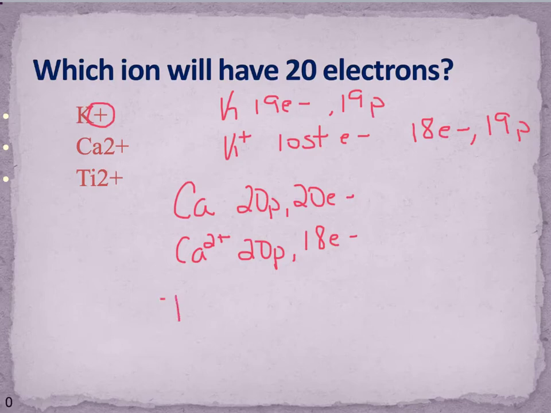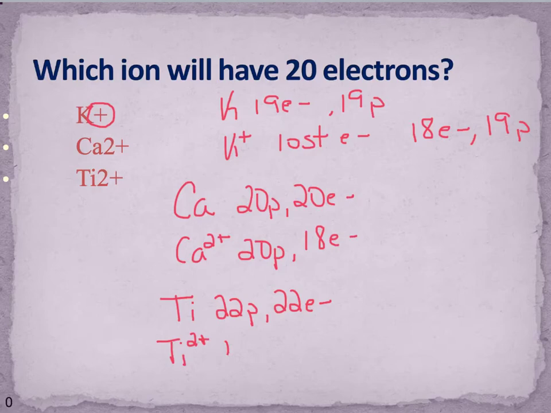Last, I go to my titanium, and if I look at neutral titanium, I see that I have 22 protons and 22 electrons. And when I go to titanium 2+, I see that I'm going to lose 2 electrons. Again, the plus sign tells me I'm losing electrons because I want to end up with more positive charges than I have negative charges. It's kind of like your checking account. You want to have more deposits than withdrawals.